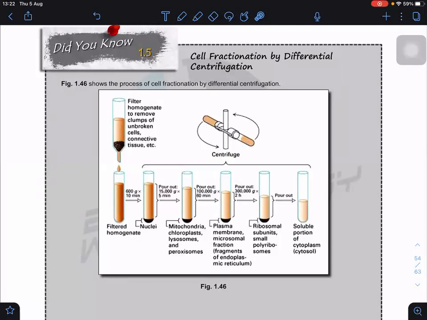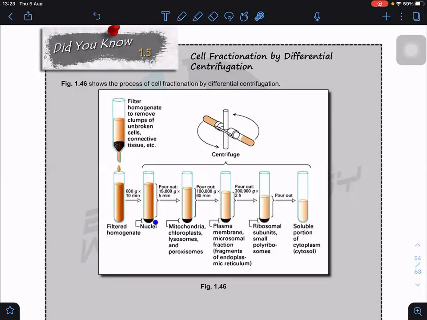We spin it, and when we spin it, we create what we call the gravitational force. How high is the gravitational force? It's about 600 times the gravitational force. Are you clear? Try to imagine that what we experience here is one time. So when we spin, we increase it to 600 times the gravitational force for 10 minutes. After 10 minutes, we will be able to separate out the first pellet.